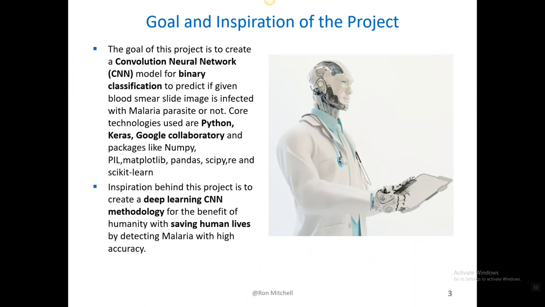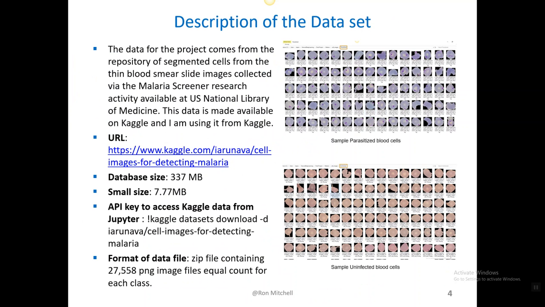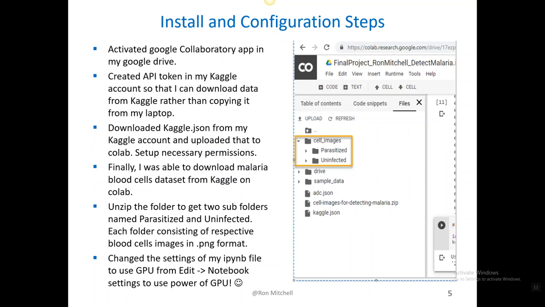My inspiration behind the project is to use deep learning methodology towards saving human lives by detecting malaria with high accuracy. The dataset for the project comes from the U.S. National Library of Medicine. It is also available publicly on Kaggle. Here is the website for the Kaggle dataset link. The data contains over 27,000 images of blood cells with equal count of infected and uninfected cells. The total size of the dataset is 337 MB and comes in a zip file.